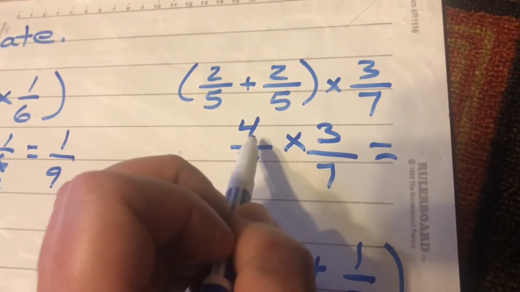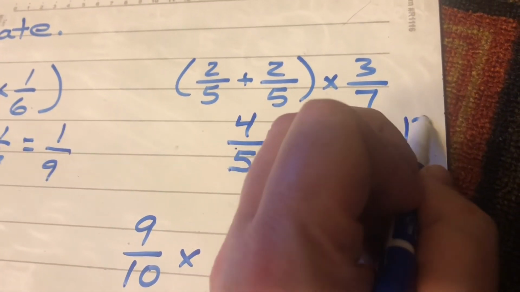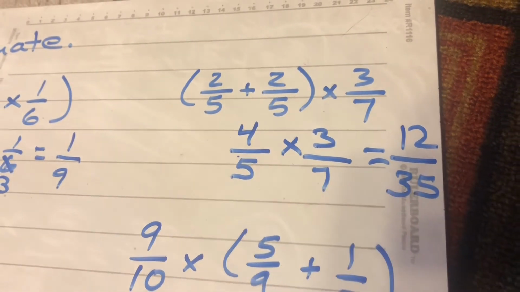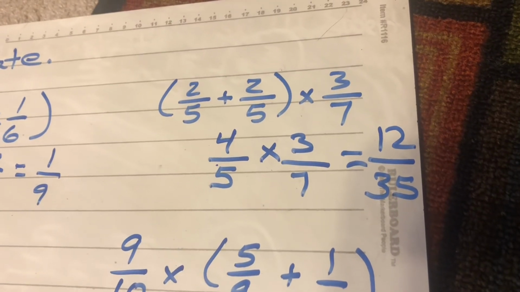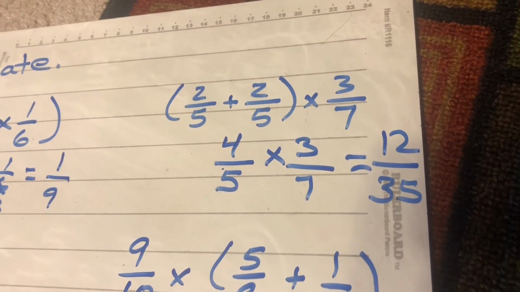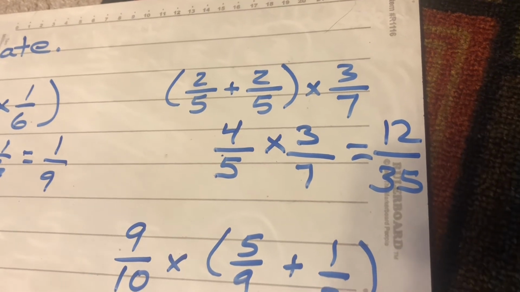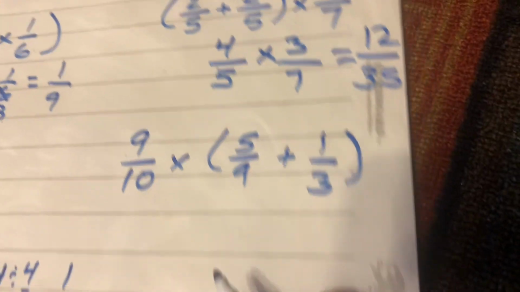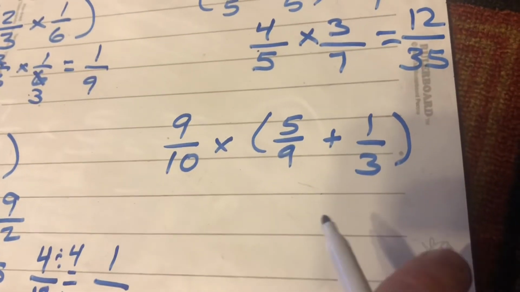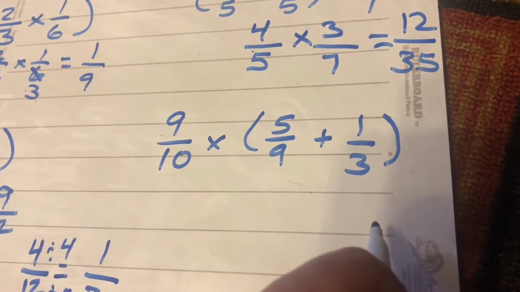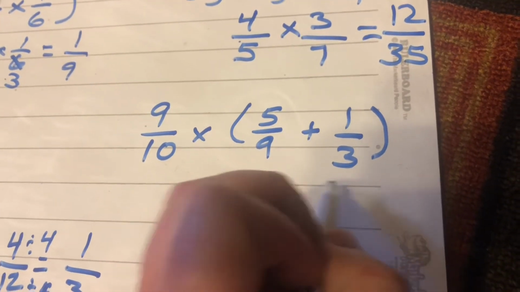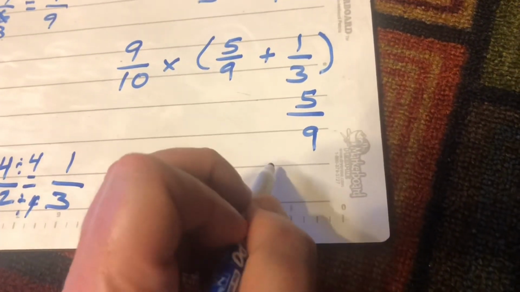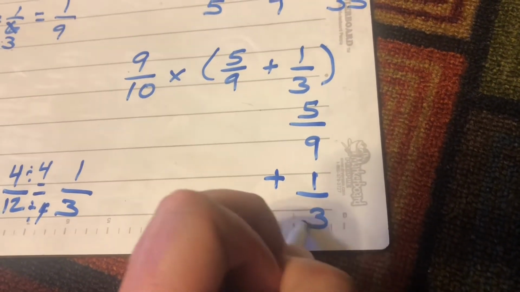Nothing can go into both 3 and 5 except 1. So I just go straight to multiplication. 4 times 3 is 12. 5 times 7, I believe, is 35. No number besides 1 can go into both 12 and 35. So I get 12 over 35, and that is in simplest form. That's my final answer. All right, well, 5/9 plus 1/3 is what's in parentheses. Then we're multiplying that by 9 over 10 for our last one. So I'm going to come over here. 5 over 9 plus 1 over 3.